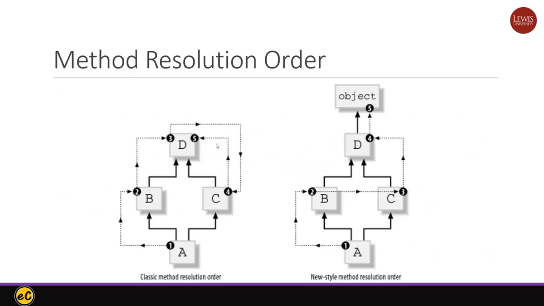So the new-style method resolution order is based on the base classes. You check your own class first. If your own class doesn't have the function, you check your first parent. If your first parent doesn't have it, you try your second parent. If your second parent doesn't have it, you try your grandparent. If your grandparent doesn't have it, you try the object class. This is the so-called method resolution order.